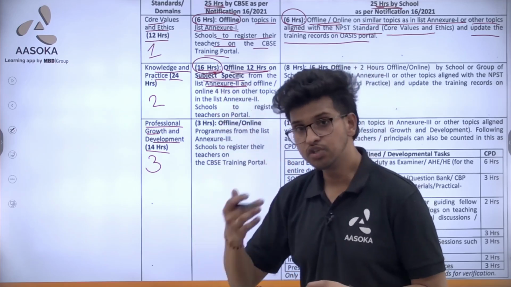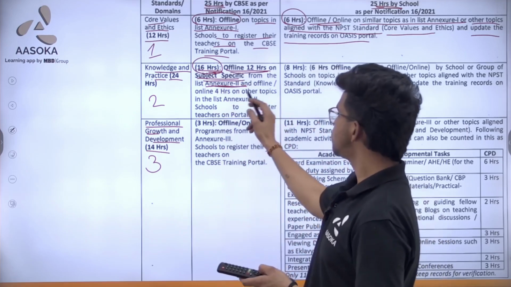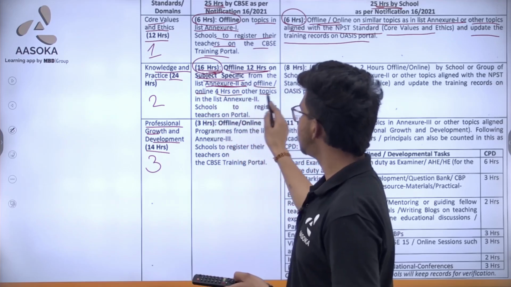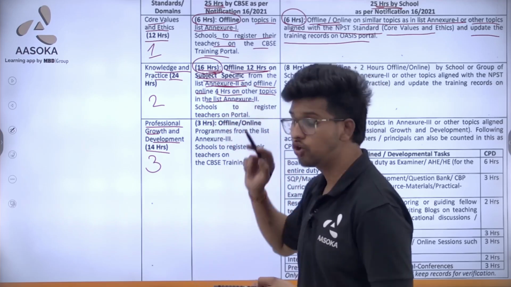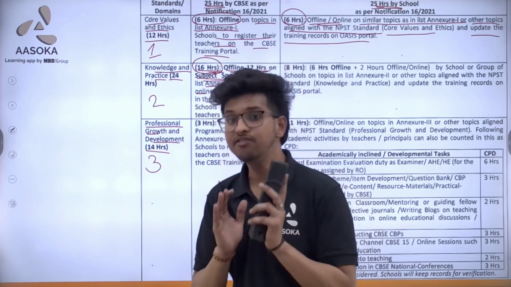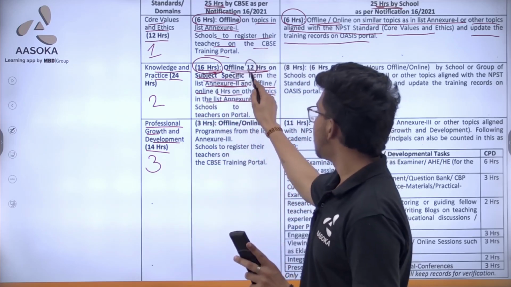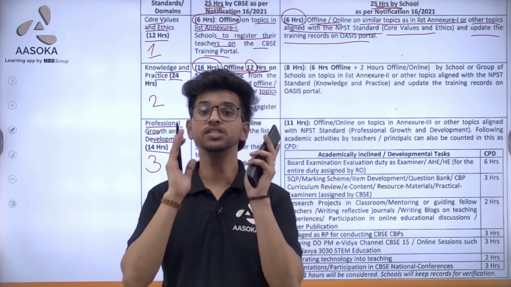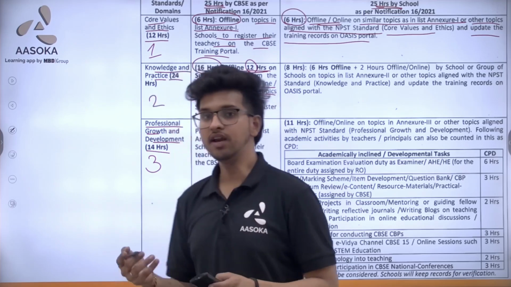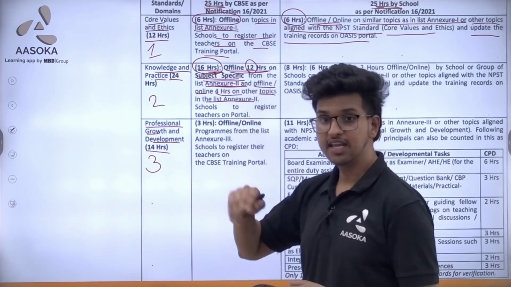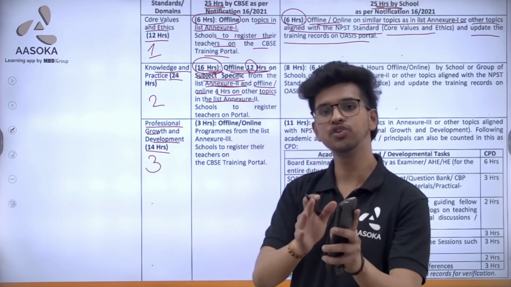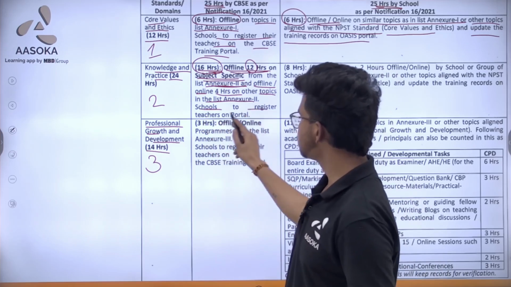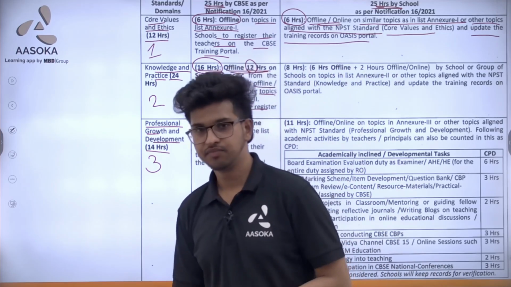And in the same portion, what is going to happen, I have a choice for either offline or online for 4 hours on other topics in the list given in annexure 2. Again, so 12 hours, as it is mentioned here, 12 hours are strictly related to the offline training related to the subject specific topics. However, for 4 hours there is a choice. I can go for the different topics, but the topics should be from annexure 2 itself. Now for the same process, schools have to register their teachers on the training portal which is given there.